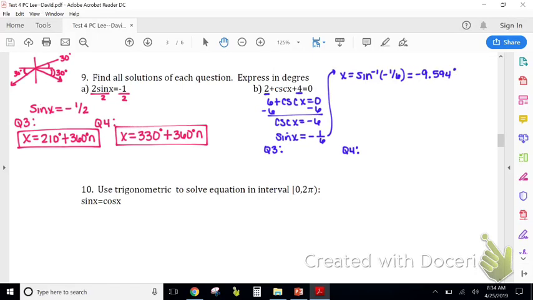All right, it doesn't tell us here how to round it, so we're just going to go to 3 to be safe. All right, so because it's negative, guys, negative 9-point-something degrees, that is my quadrant 4 angle, okay? It doesn't say we're restricted between 0 and 360, so we could use that negative answer. So our x will equal negative 9.594 degrees plus 360 degrees n.